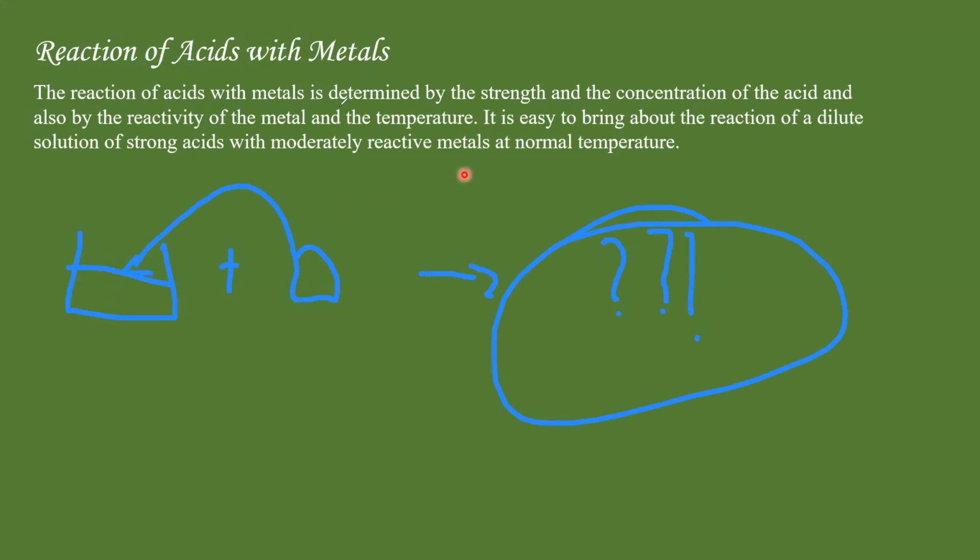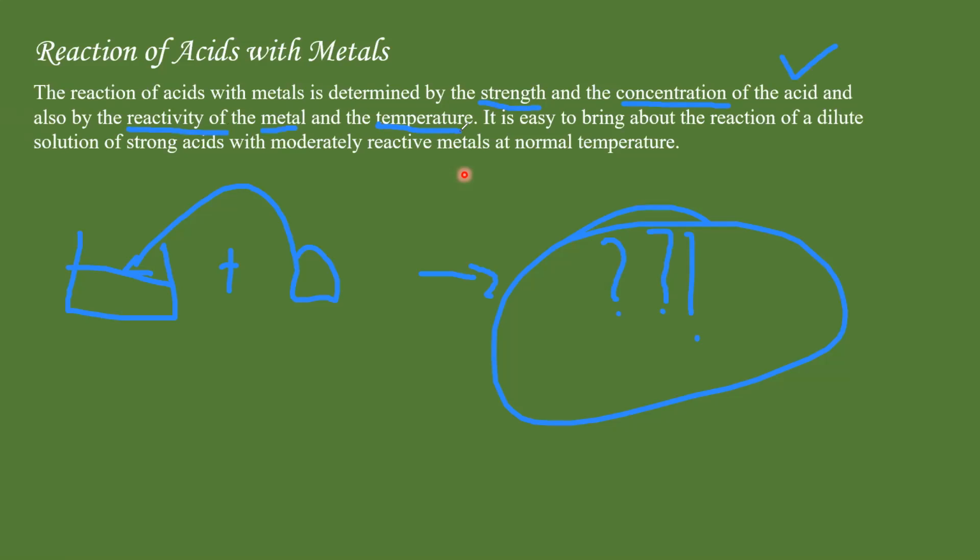So the reaction of acids with metals is determined by the strength and concentration of the acid, and also by the reactivity of the metal and temperature. What it basically means is, if I have an acid, how strong is that acid? And if I put a metal in it, will the metal react or not? If it's an unreactive metal, it has no interest in reacting with the acid, nothing is going to happen, right? So this is known as the reactivity of the metal.